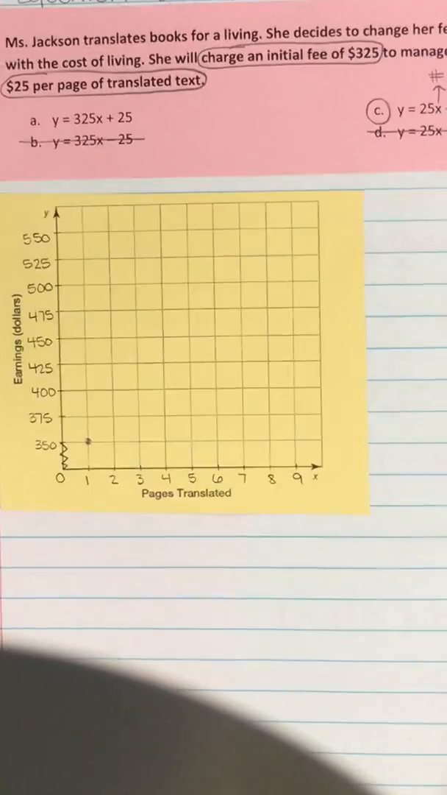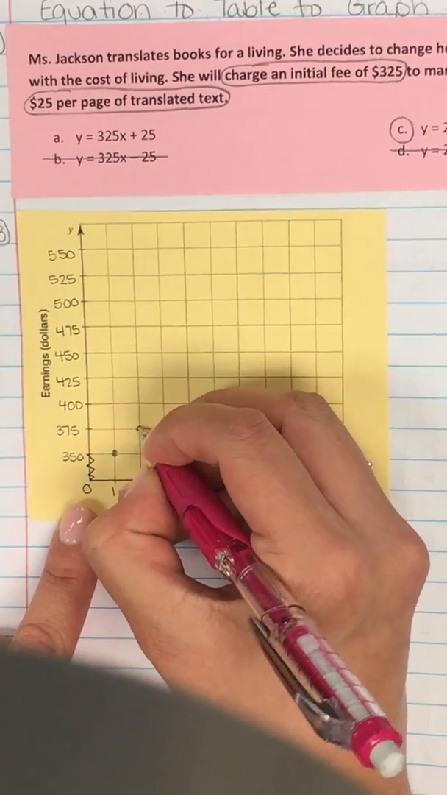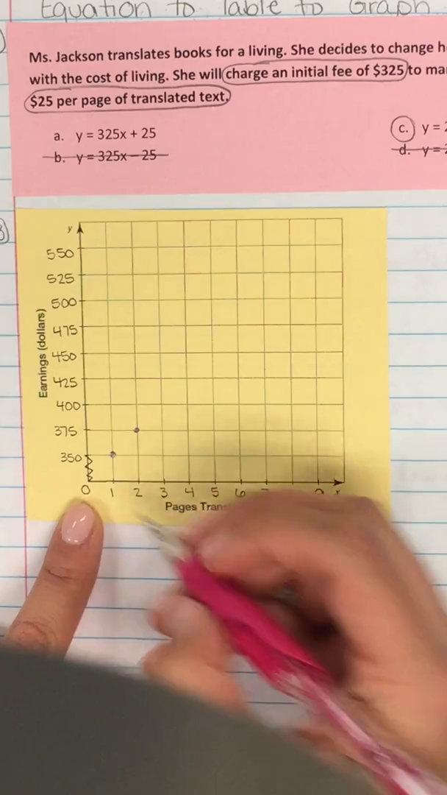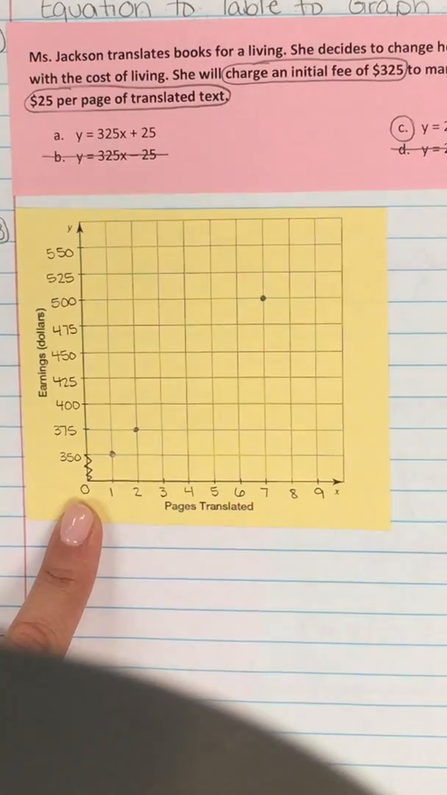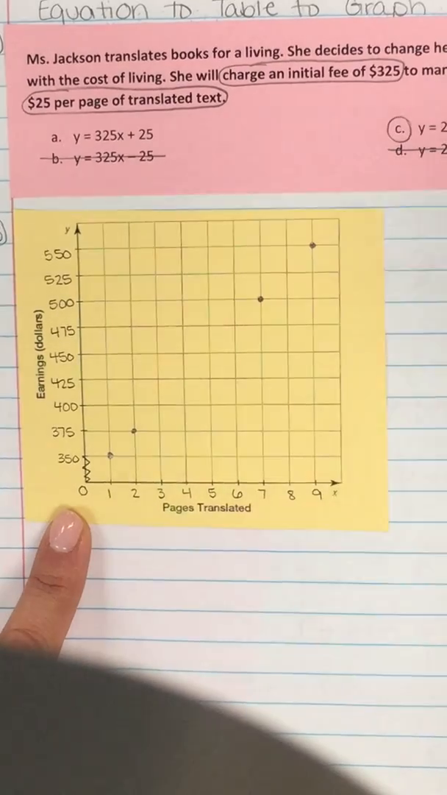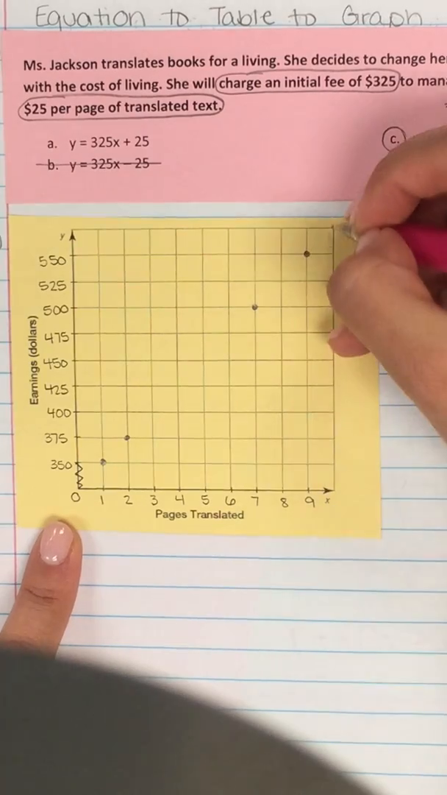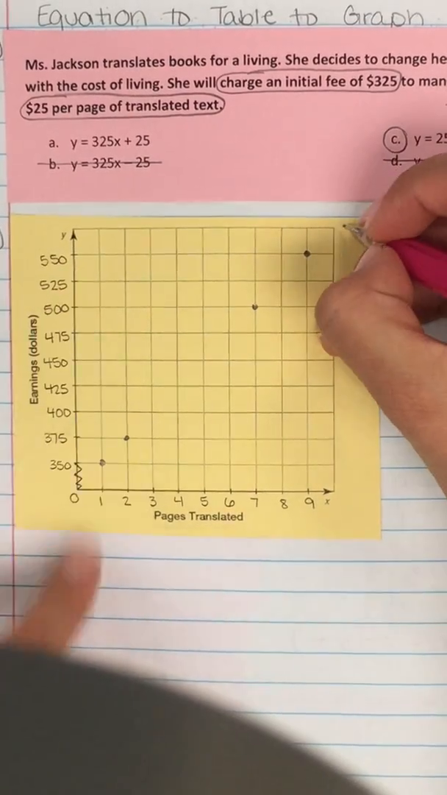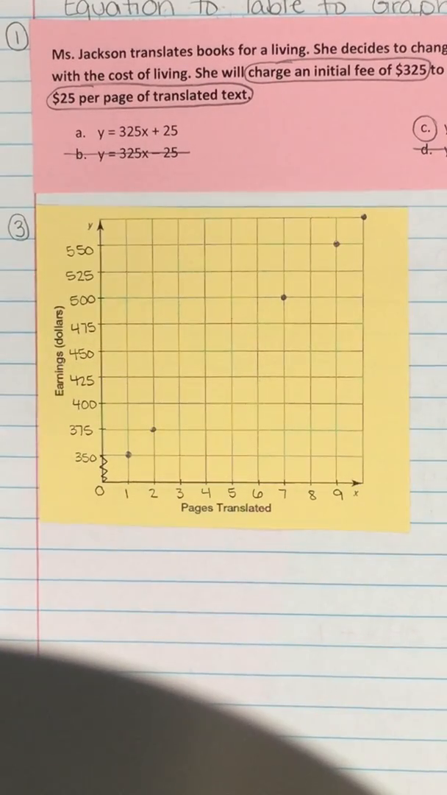Okay, I'm going to go ahead and plot the points as well very quickly. Next one was 2, 375. So this is over 2, up 375. Next one was 7, 500. Over 7, up 500. 9, 550. Over 9, up 550. And last, I have 10, 575. If you look at these numbers, 10 would be right on this line. And if you look at the y-axis, we're counting by 25s, which means that last one would be 575. Very nice. Okay, so our graph is complete and we made it off of the values in our table.